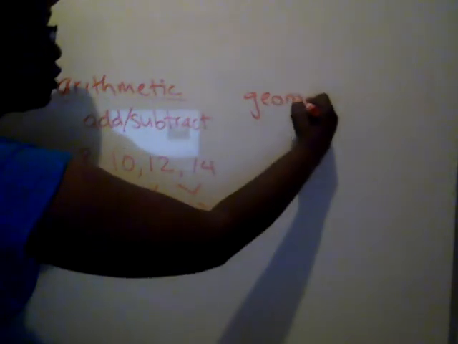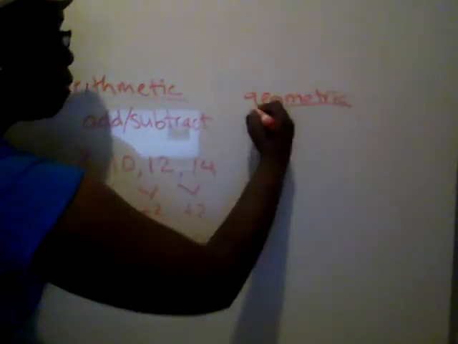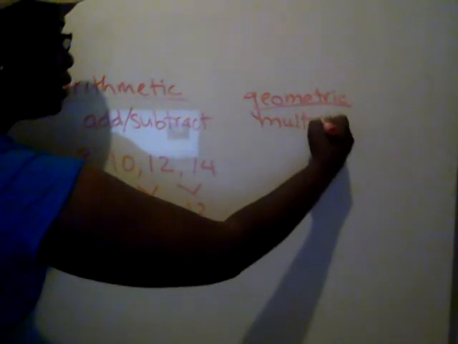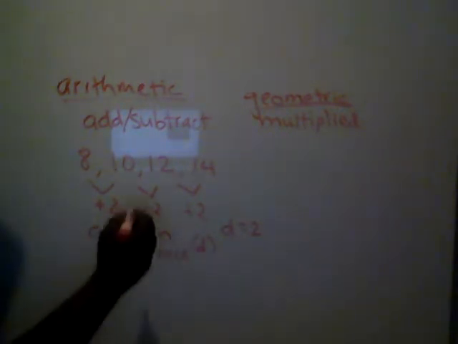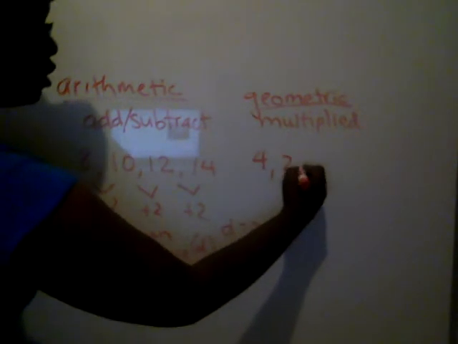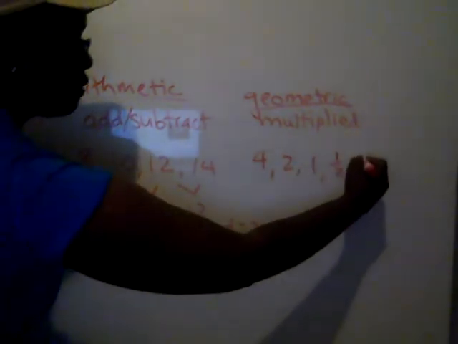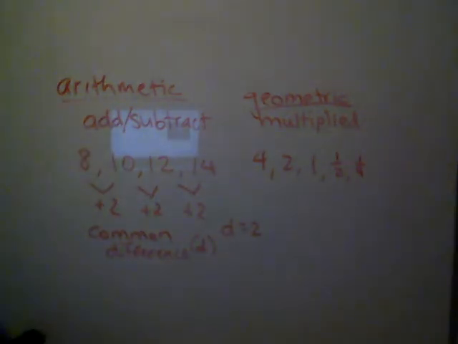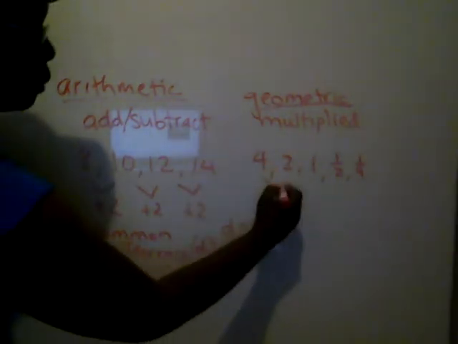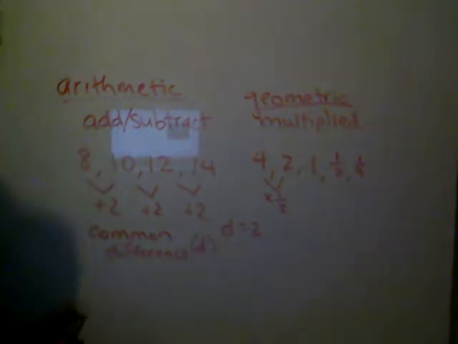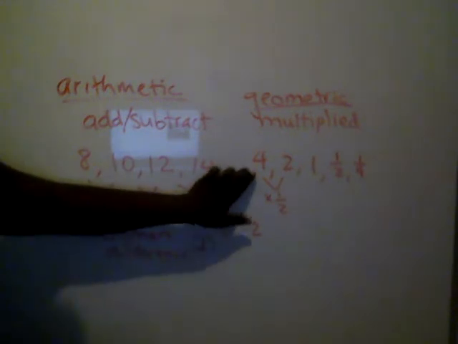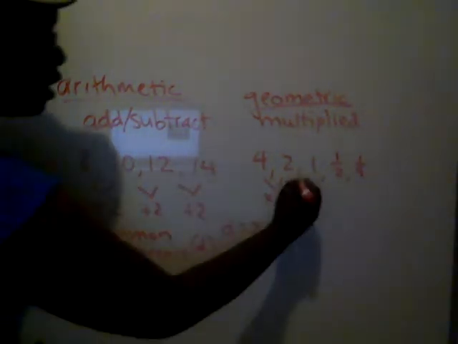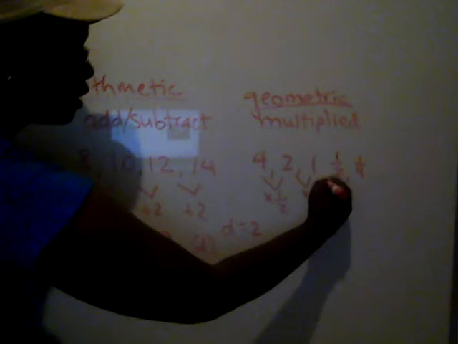So geometric sequences are going to be things that are multiplied. We don't say divided, we say multiplied. You can either be multiplying by a whole number or by a fraction. So for example, if we have 4, 2, 1, 1/2, 1/4 as our sequence, we notice that to go from 4 to 2, we are multiplying by 1/2. Now, some people would say we're dividing by 2. We're going to actually use only multiplication here. Dividing by 2 is the same as multiplying by 1/2. So same idea here. This gets cut in half. This gets cut in half.